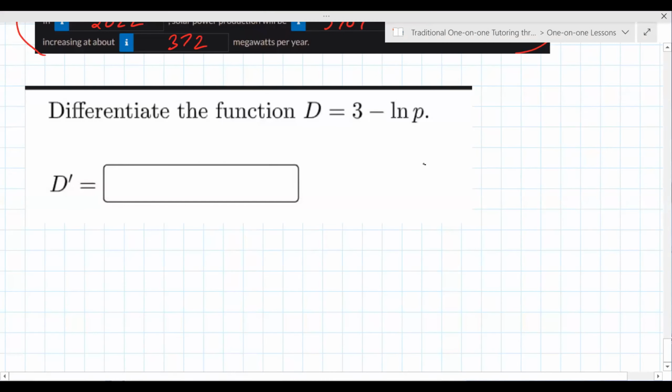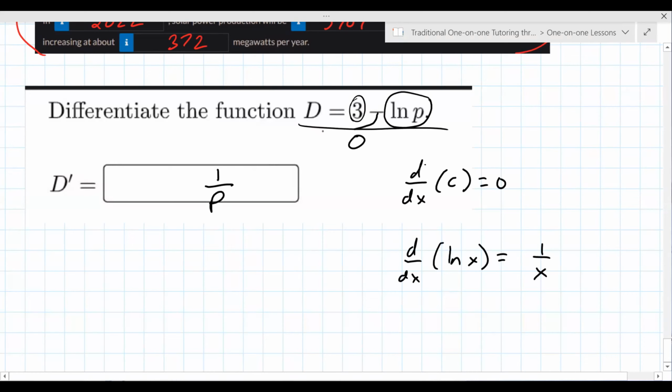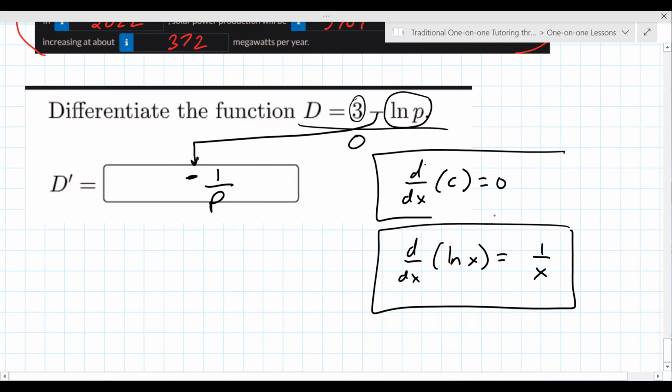So the rules: they just want the derivative of this thing. Again, the derivative of a constant is always 0, so the derivative of this 3 is 0. The derivative of the natural log of x is 1 over x. So the derivative of this natural log of p is 1 over p. Because this subtraction sign is out in front, it goes with it, so it's negative. This is another derivative rule to remember here. I'll try to write them out as we go so that you can see which ones we're using.